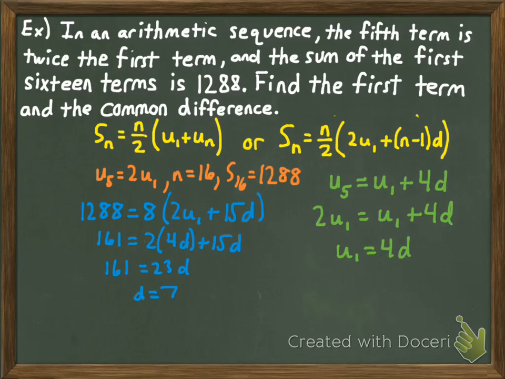Great. We got one of our answers here. We wanted the common difference. The other thing we wanted was the value of the first term. And the first term is just 4 common differences. So 4 times 7 is 28. There's your first term.